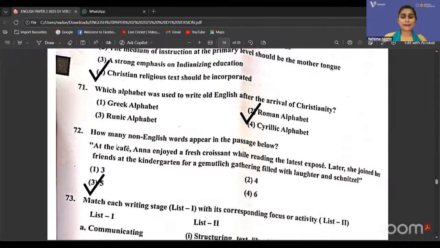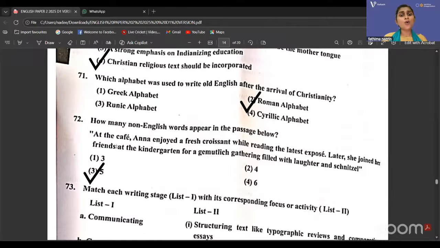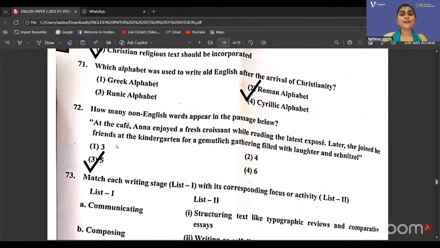Now, coming to 72nd question. How many non-English words appear in the passage below? At the cafe, Anna enjoyed a fresh croissant while reading the latest exposé. Later, she joined her friends at the kindergarten for Gemütlich gathering filled with laughter and schnitzel. Now, here you have 6 words which are non-English. Okay, cafe, croissant, exposé. Now, kindergarten, Gemütlich, and schnitzel.